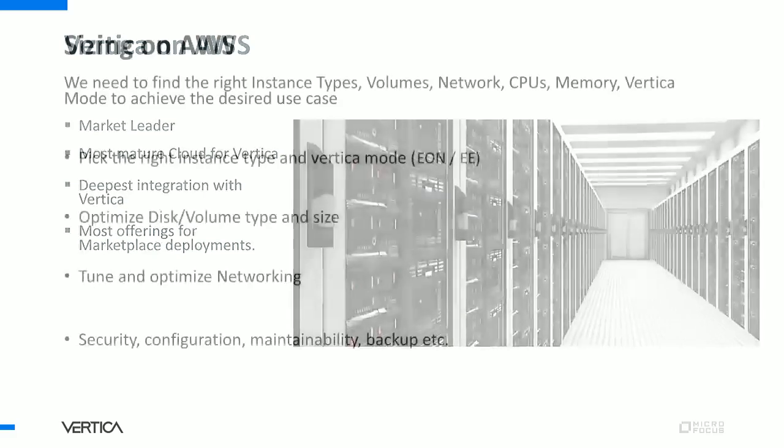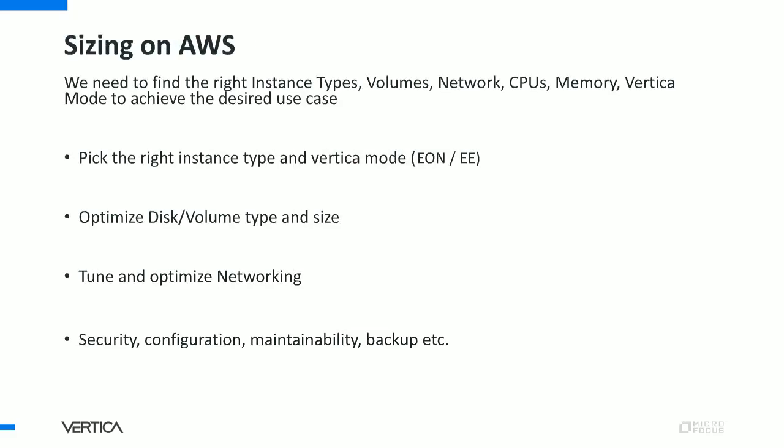So let's talk about sizing on AWS. Sizing on any platform comes down to these four or five different things. It comes down to picking the right instance type, picking the right disk volume and type, tuning and optimizing your networking, and finally, some operational concerns like security, maintainability, and backup. So let's go into each one of these on the AWS ecosystem.